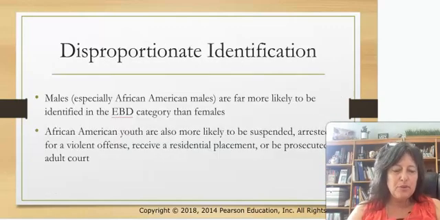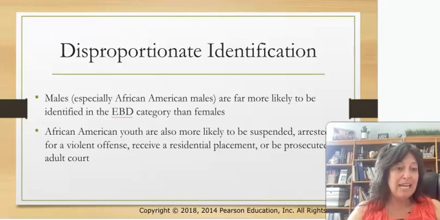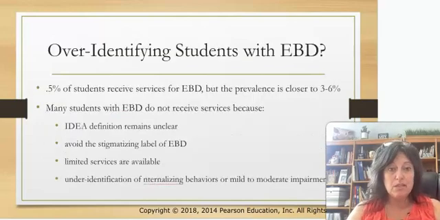And now the problem is how we identify. Males, especially African Americans, are far more likely to be identified in the EBD category than females. And African American youth across the board are more likely to be suspended, arrested for violent crime, receive a residential placement, or be prosecuted in an adult court.